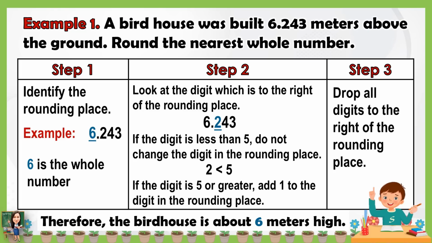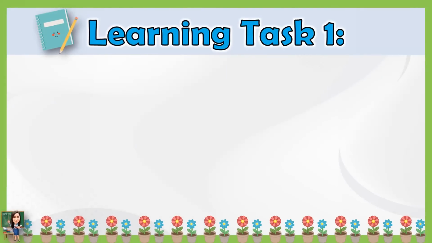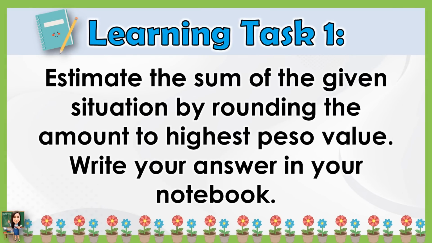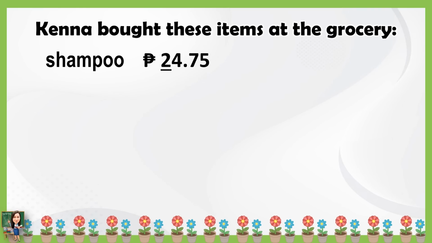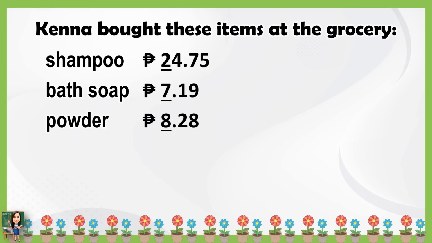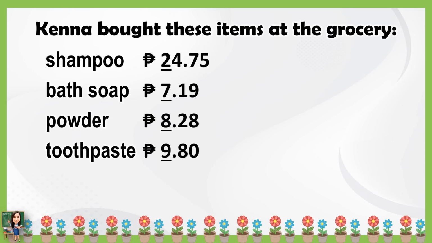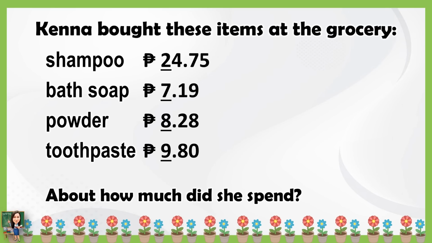To learn more about this topic, we will do our activities. Learning Task 1. Estimate the sum of the given situation by rounding the amount to the highest peso value. Write your answer in your notebook. Let's read the problem. Kenna bought these items at the grocery. Shampoo is 24 pesos and 75 centavos. Bath soap is 7 pesos and 19 centavos. Powder, 8 pesos and 28 centavos. Toothpaste, 9 pesos and 80 centavos. About how much did she spend?